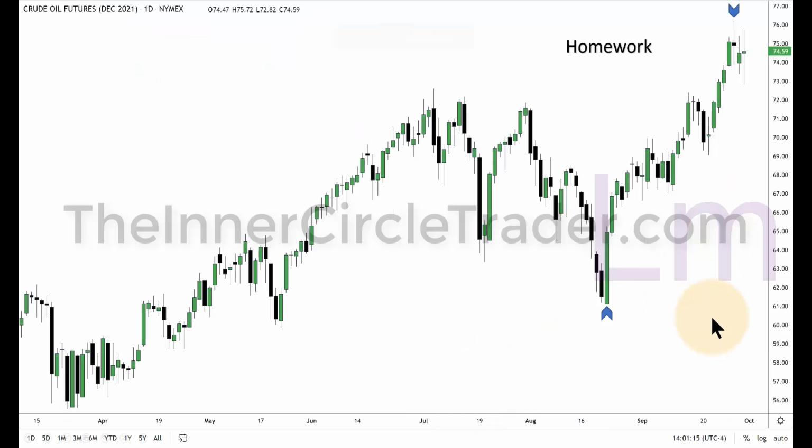All right, so I gave you homework with the crude oil market. Okay, this is the crude oil futures market. And again, I don't have the symbol here, but it's CL, Z is in zipper, 2021 in TradingView, and you'll get this chart here. And the focus was this low to this high.